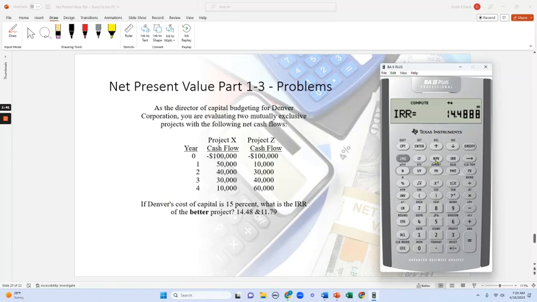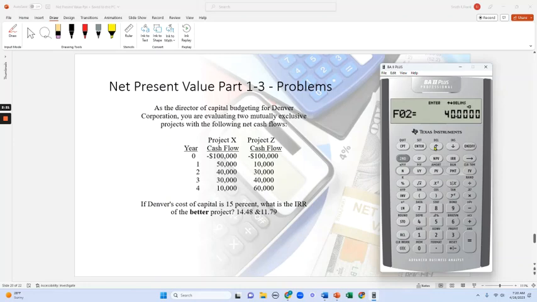I'm just going to clear this out while I'm in here. I'm going to go to cash flow once again and clear it out. And we'll look at project Z. So the initial cash flow is 100,000 negative for year zero of the project. Cash flow one is 10,000. Occurs once. Cash flow two is 30,000. That also occurs once. Cash flow three is 40,000. And it occurs once.